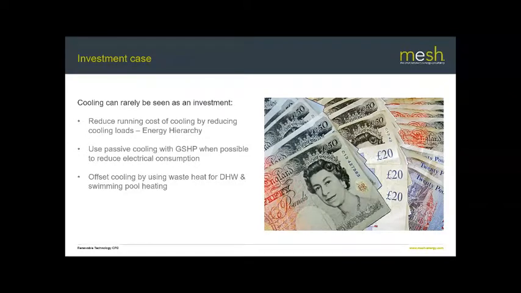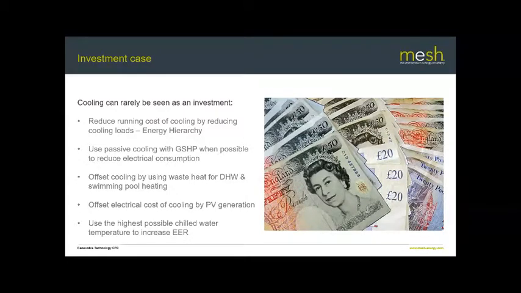Then offset some of this cooling cost by using the waste heat for other purposes, such as domestic hot water or swimming pool heating. And finally, offset the electrical cost further by installing solar PV. And finally, when using chilled water, try and think about the set temperature of this chilled water, as the higher the set temperature, the better the EER of the finished system.